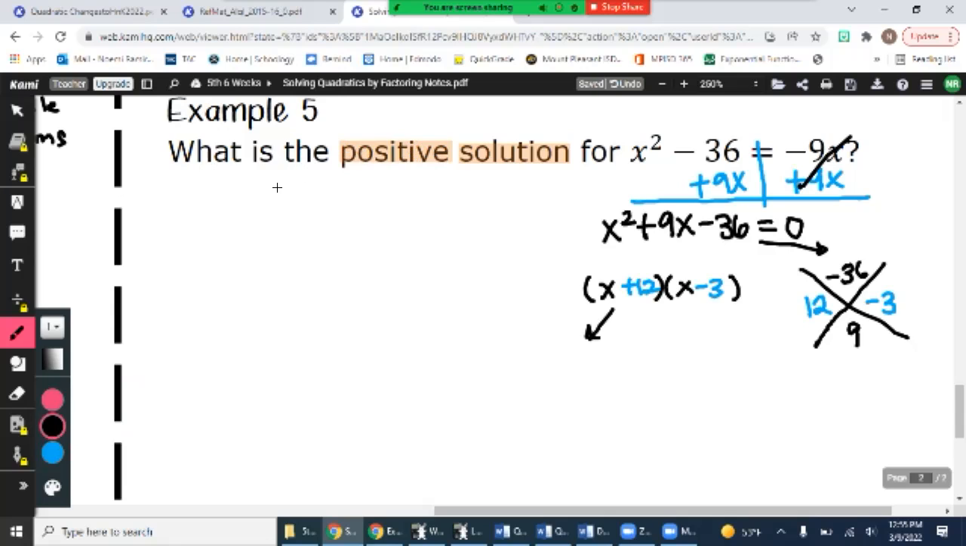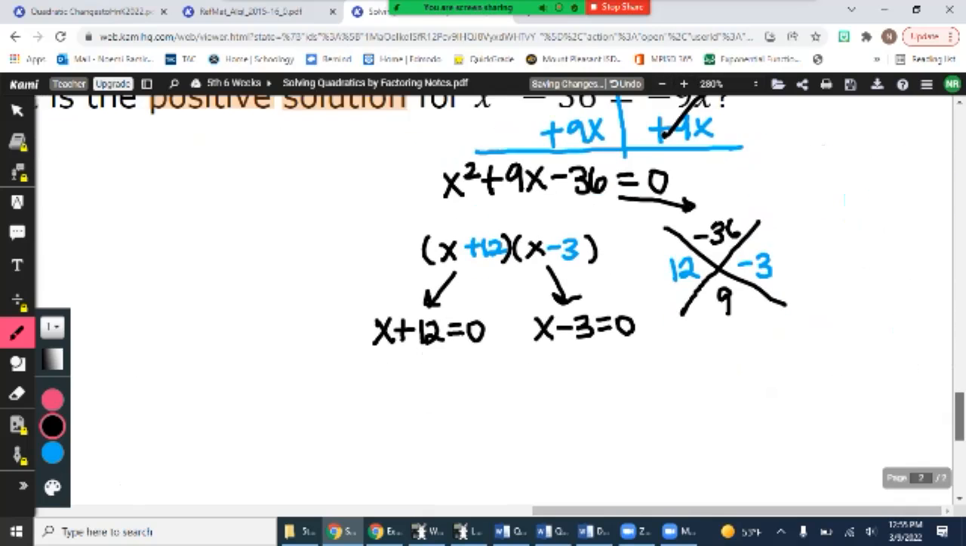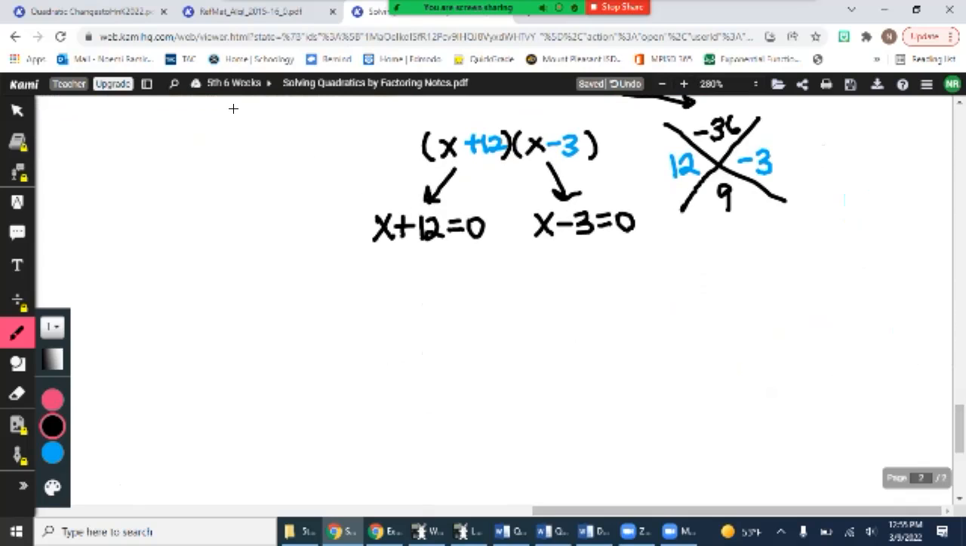And then you solve. Do I need to slow down? No? Okay. So x plus 12 equals 0. Grab that x minus 3. x minus 3 equals 0. All right, let's solve. What do I do with the 12? Subtract 12 on both sides. Cancels out on the left. x equals negative 12.